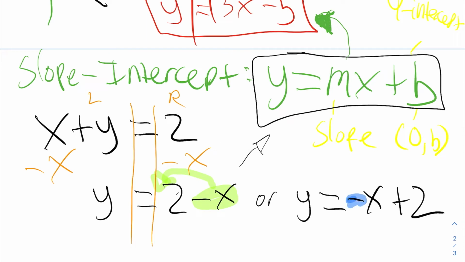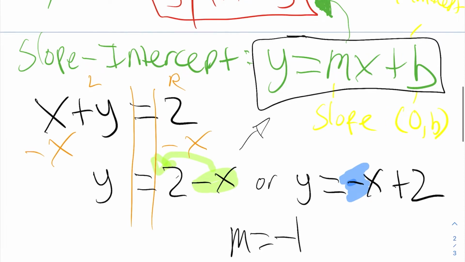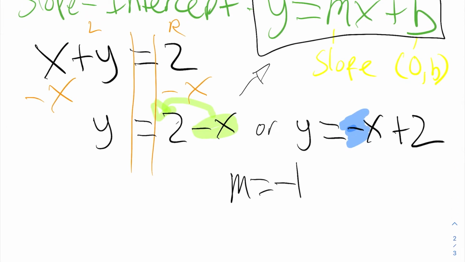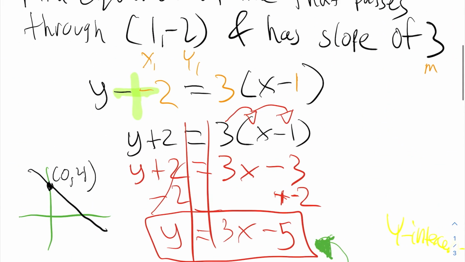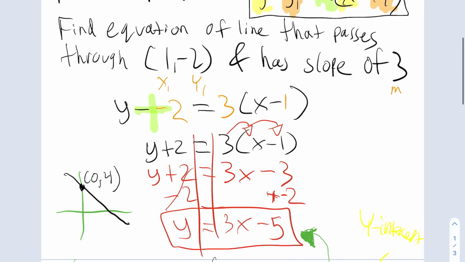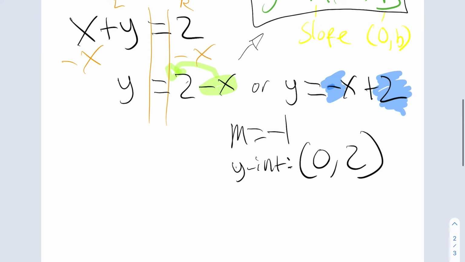Let's analyze. The number in front of x, the m, is a negative 1. So my slope is a negative 1, and then my y-intercept is this other number, which is a 2. So again, for your y-intercept, x is always going to be 0, because if you look at this graph, in order to cross that line, x has to be 0.